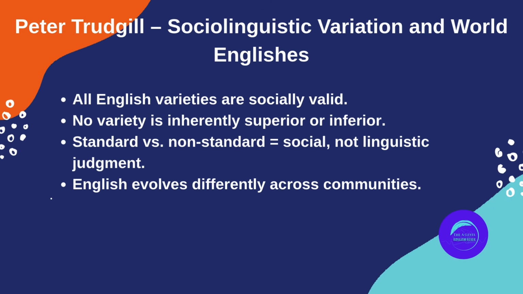Peter Trudgill studies how language changes based on geography, social class, and culture. He argues that linguistic variation is natural and valuable. There's no single correct English. Jamaican English, Singaporean English, and British English are all equally legitimate. Trudgill warns against judging other varieties by native speaker standards. He sees English as a family of languages, constantly evolving to meet local needs.